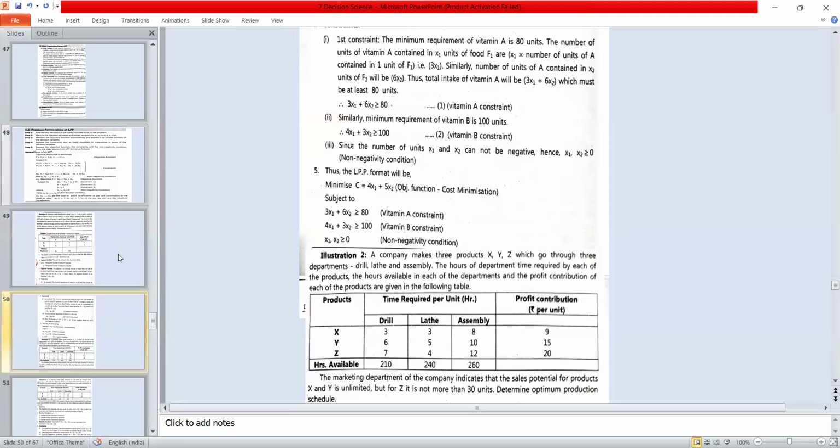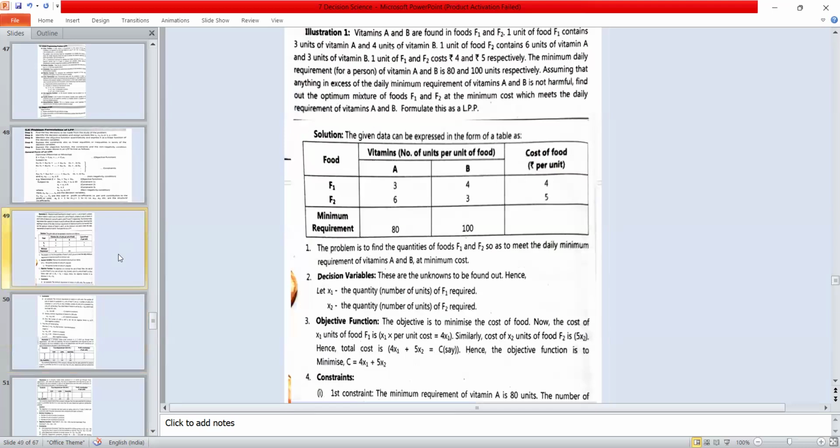So if you see the table, in the table you will see how much F1 is required. 3 units of vitamin A are required for F1, and 6 units of vitamin A for F2. So the F1 quantity we have assumed is x1, so 3x1 will be there. Six units of vitamin A are available in F2, but the quantity of F2 required is x2, so it will be 6x2.